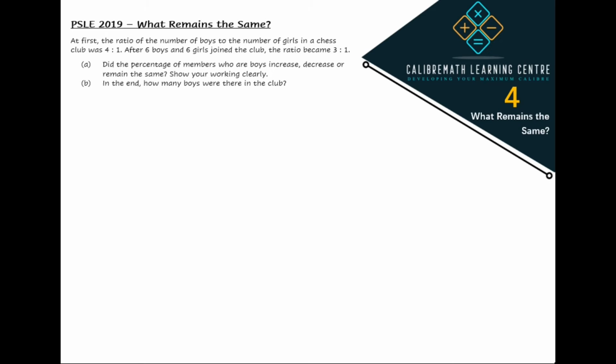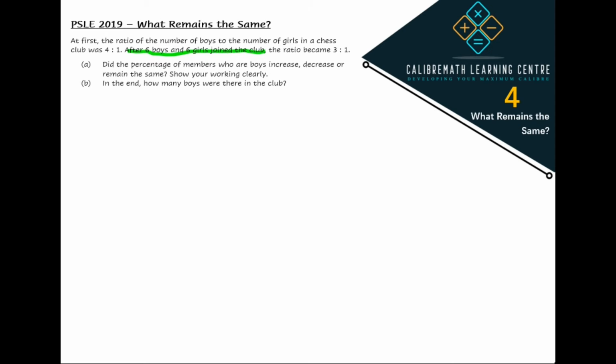Okay, so now let's take a look at an example of this question here from the PSLE paper in 2019. At first, the ratio of the number of boys to the number of girls in the chess club was 4:1. After 6 boys and 6 girls joined the club, the ratio became 3:1. So as you can see here, we have the key sentence, after 6 boys and 6 girls joined the club.